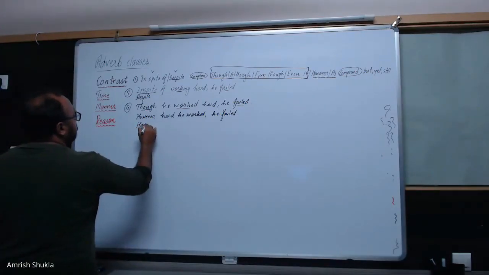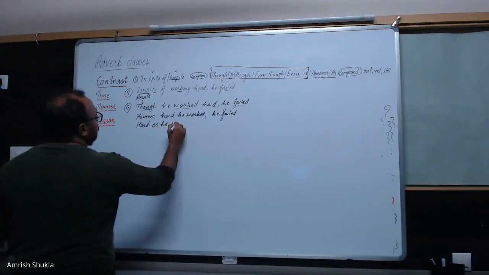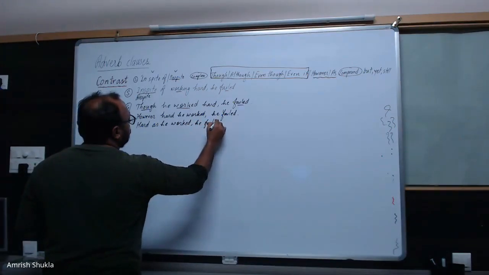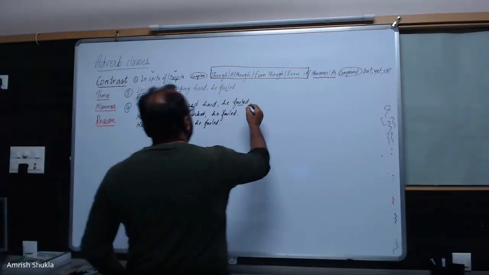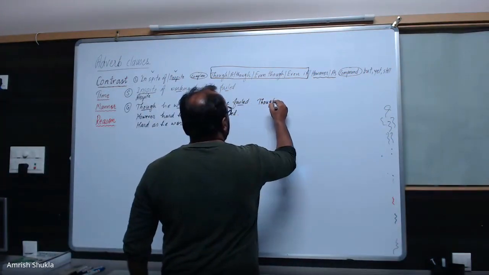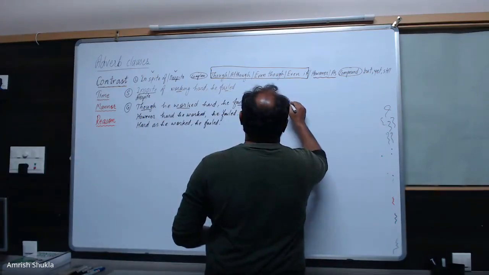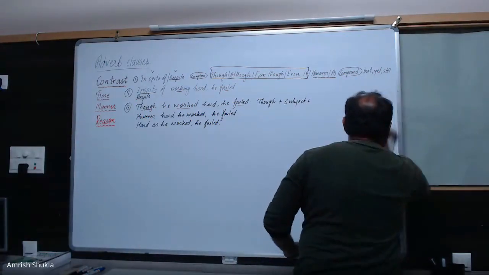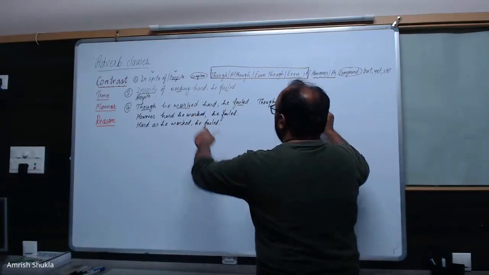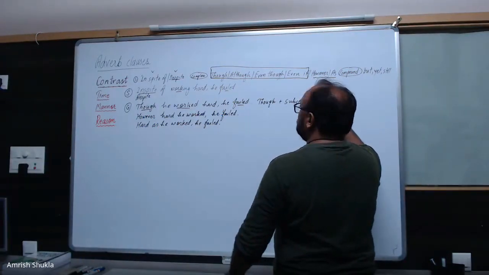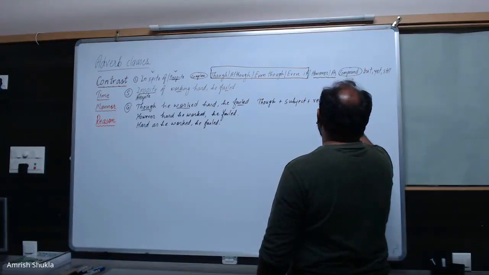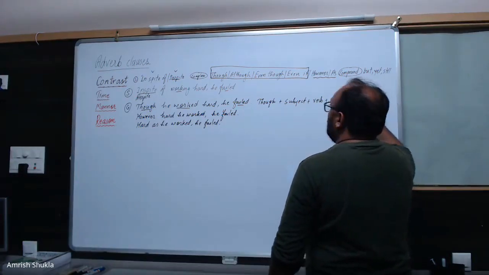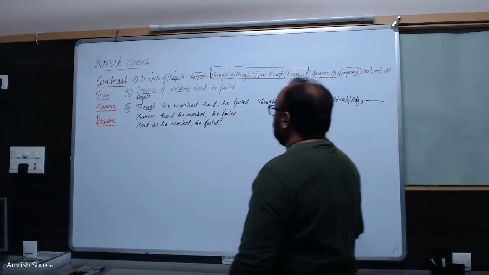Hard, as he worked, he failed. Okay. Now here I am writing the sentence pattern of it. Though plus he is subject, plus worked is verb, plus hard is adverb. Here it can be adjective also. And comma, and the other sentence we don't make any changes.